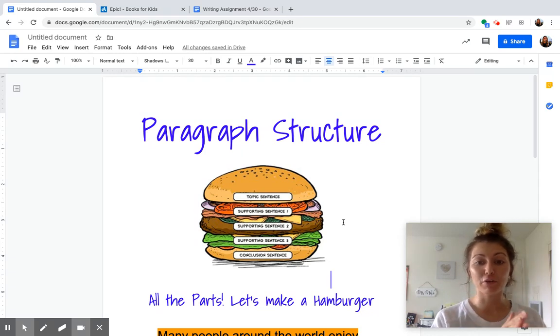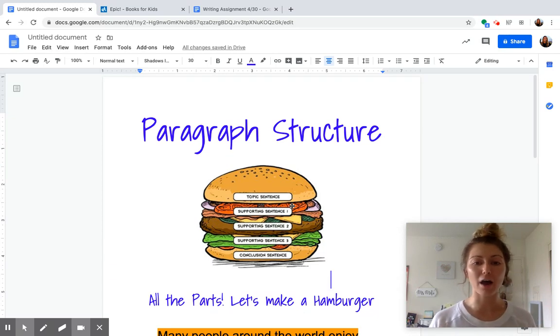On Monday, we focused on topic sentences, how to write a really strong topic sentence, the first sentence of your paragraph that introduces your topic, what you are teaching about, what the reader of your paragraph is going to learn about. Next, we talked about supporting sentences on Tuesday.